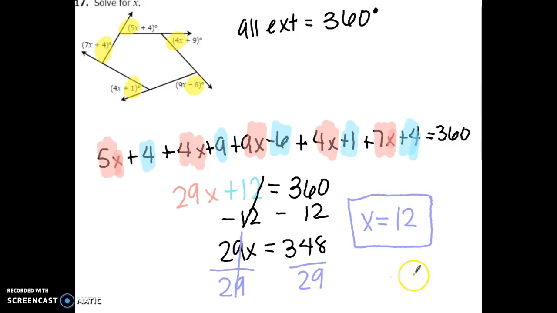Our x is 12. I do want you guys to go ahead and finish the rest for homework. And if you have any questions, come during B lunch.